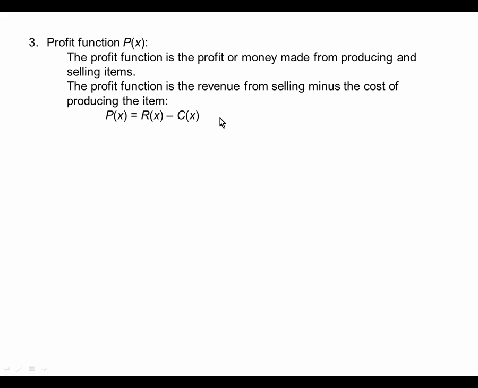Depending upon the actual numbers involved in R of x and C of x, there may be a little bit of arithmetic in order to simplify the way the profit function looks. Remember, profit is always revenue minus cost. If the profit is positive, you're making money. If profit is negative, you're losing money. If the profit is 0, that's the break-even point. You're not making money, but you're not losing money either. You're kind of just spinning your wheels, doing nothing.